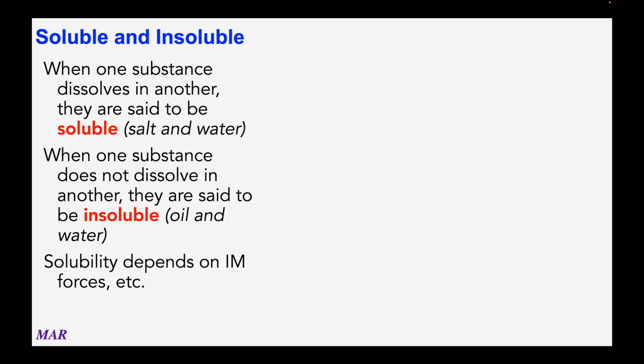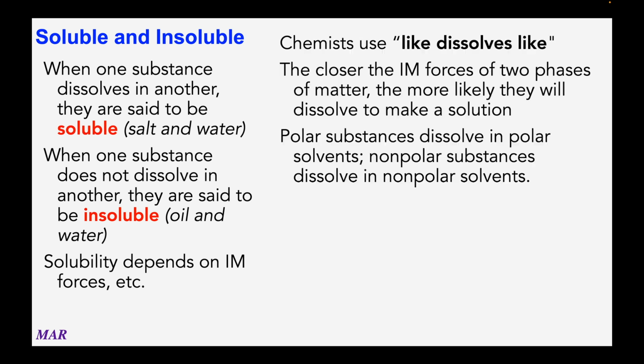So solubility has a big importance with the intermolecular forces that we talked about in the last chapter, and we'll consider that as we go through this section. Chemists a lot of times use the idea of "like dissolves like" to figure out, at least on a rough basis, when things dissolve or not, when they're soluble or not. And the closer the intermolecular forces are to each other, the more likely they are to dissolve.